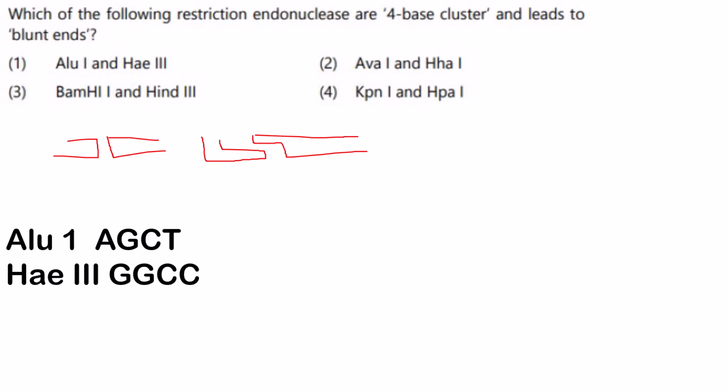So AluI and another enzyme, it is 4-base. See here, 4 bases are there, AGCT and GGCC. They cut over here in the center, and you will get blunt ends like this. So the first one is the right answer.